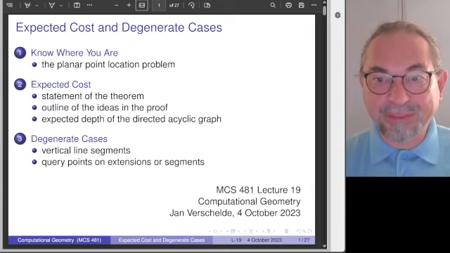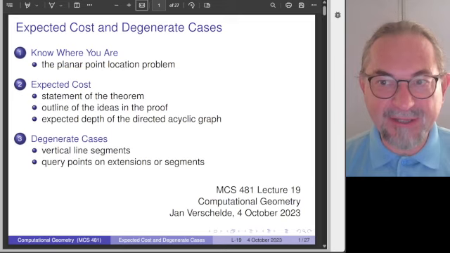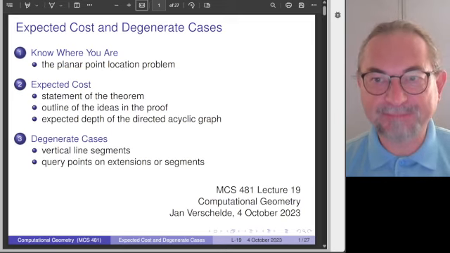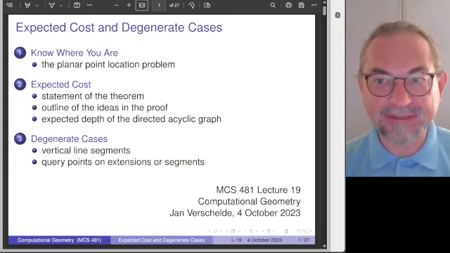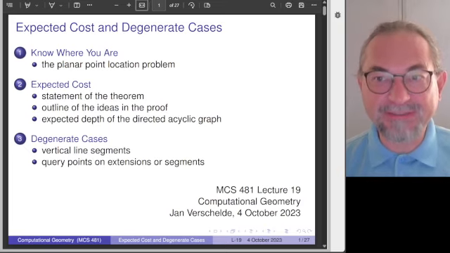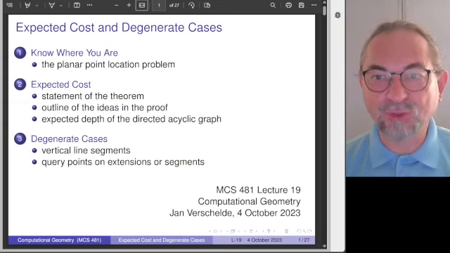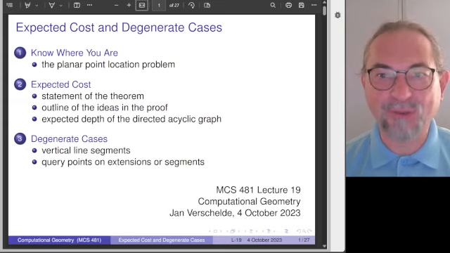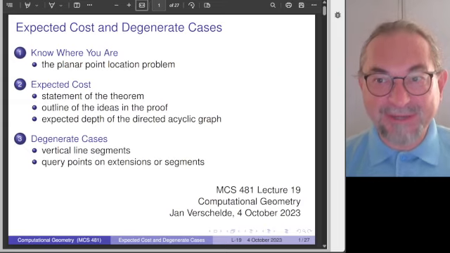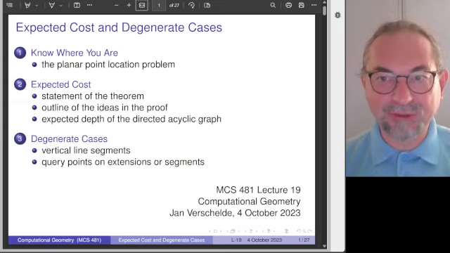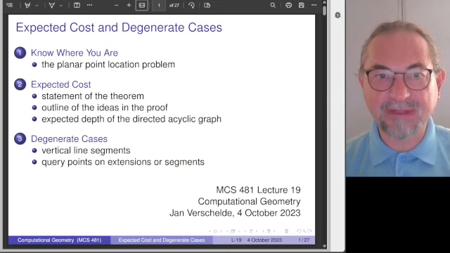Welcome to the pre-recording of lecture 19 of computational geometry. This is a lecture on expected cost and degenerate cases. Short title. The complete title is Expected Cost and Degenerate Cases of the Randomized Incremental Algorithm to solve the planar point location problem. A very long sentence, but I will try to make this lecture self-contained.